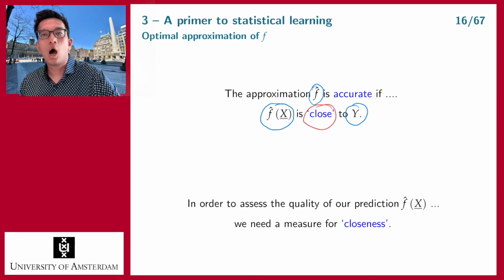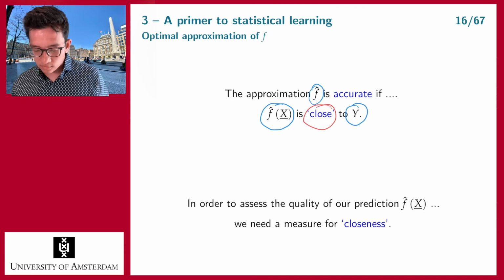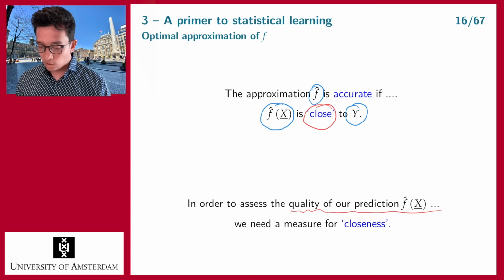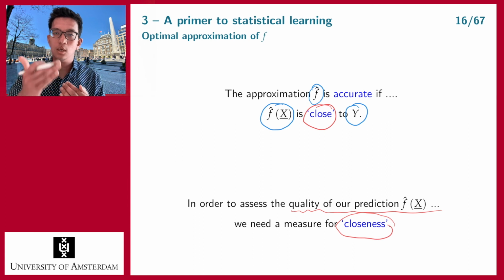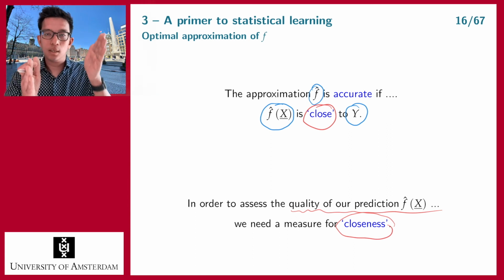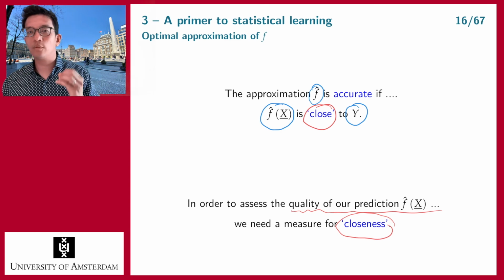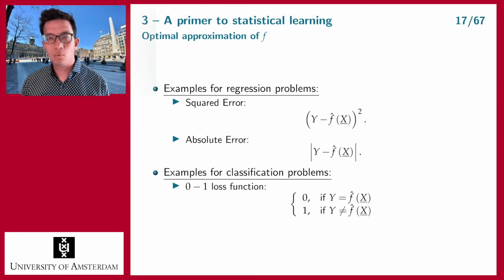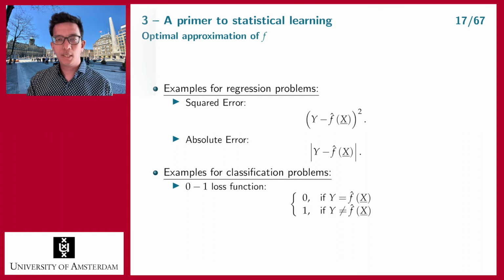The question is then, how do we quantify close? What is close? It means that in order to assess the quality of our predictions, we need a measure for closeness. We need to measure distances. Here is my prediction, here is my observation. They are close or they are not close. We have to quantify that in a mathematical way. If we predict the response variable y using a prediction f hat, we need to measure the error. How accurate is our prediction?